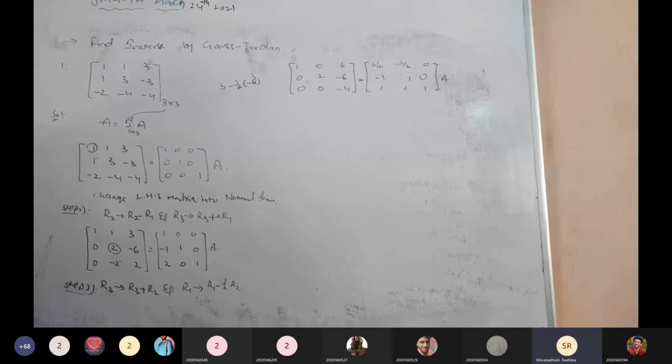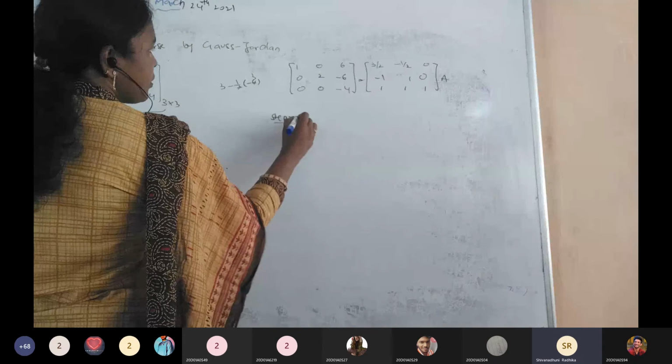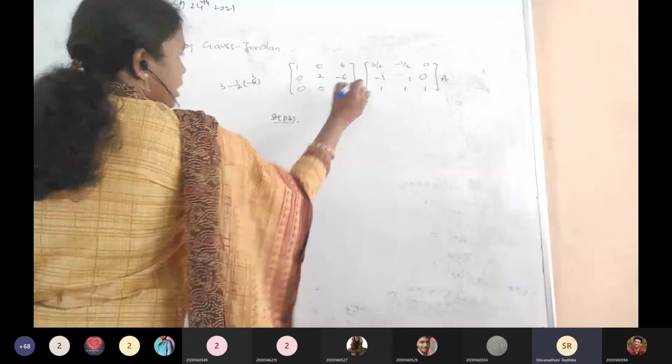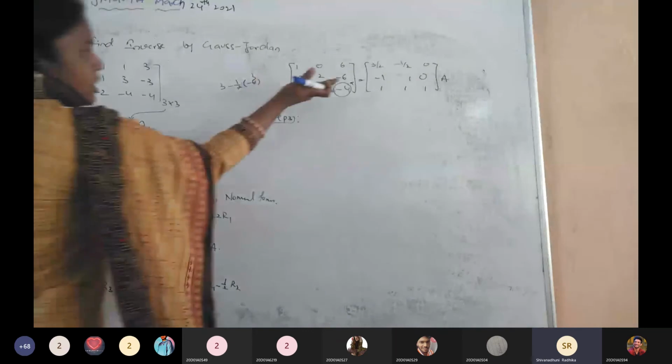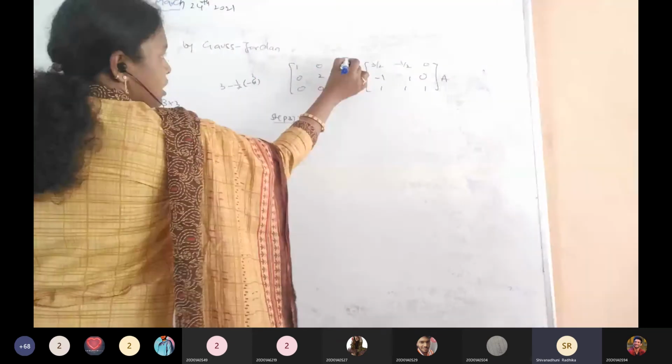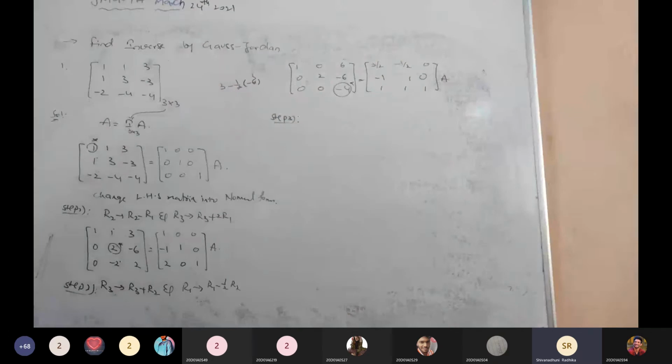In step 2, this is a pivotal element. In step 1, this is a pivotal element, right? Now we go for step 3, which is a pivotal element. This one is a pivotal element. We don't have any succeeding rows, but we have the preceding rows. Change these two elements into zeros, using the R3 third element as the pivotal element, right?